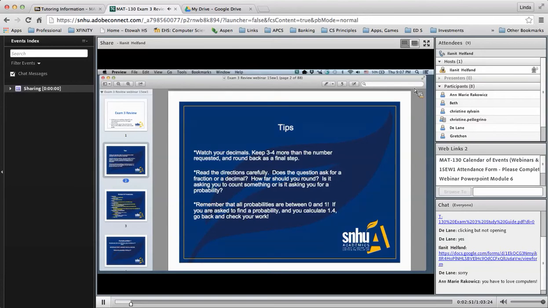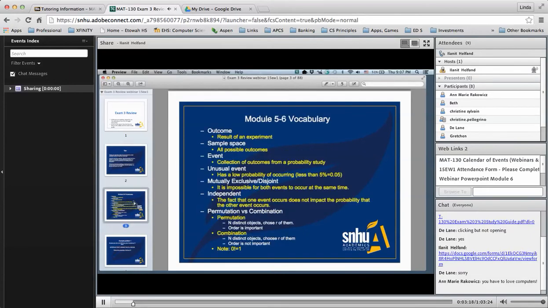And then here's a very easy check. Remember, all probabilities are between 0 and 1. So if the problem asks you to find a probability, like what's the probability that blank, and you're doing your calculations and you come up with 1.4, you did something wrong. You have to go back and check your work. That should be an automatic clue that there's something going on there, because probabilities are always, always, always between 0 and 1.